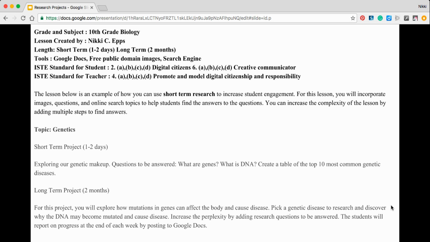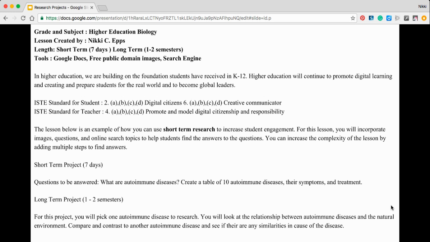A long-term project would be we're going a little bit more in depth in terms of genetic diseases. You can have them pick a genetic disease to research and discover why DNA may become mutated and cause disease. Increase the perplexity by adding research questions to be answered, and the student will report on the progress at the end of each week by posting to Google Docs.